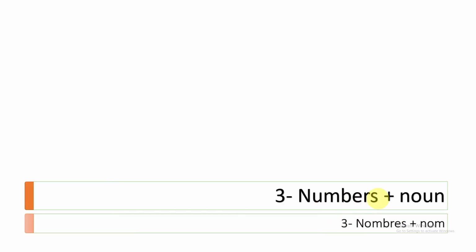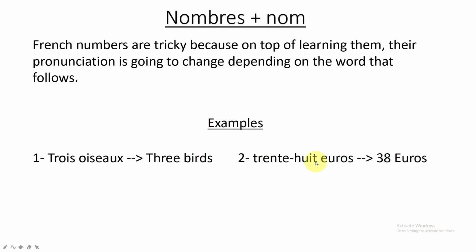So, between numbers and nouns. Nombre plus nom. French numbers are tricky because on top of learning them, the pronunciation is going to change depending on the word that follows. So here I suggest you go and watch the video about the French numbers. On the top right corner of this video, you will have a link. You can pause the video and go practice the numbers. Then you can come back and continue this video.